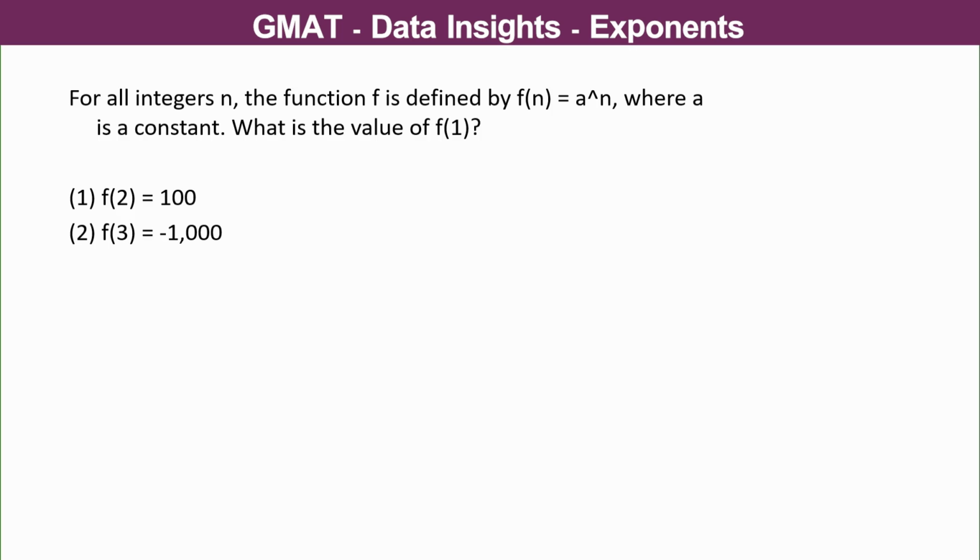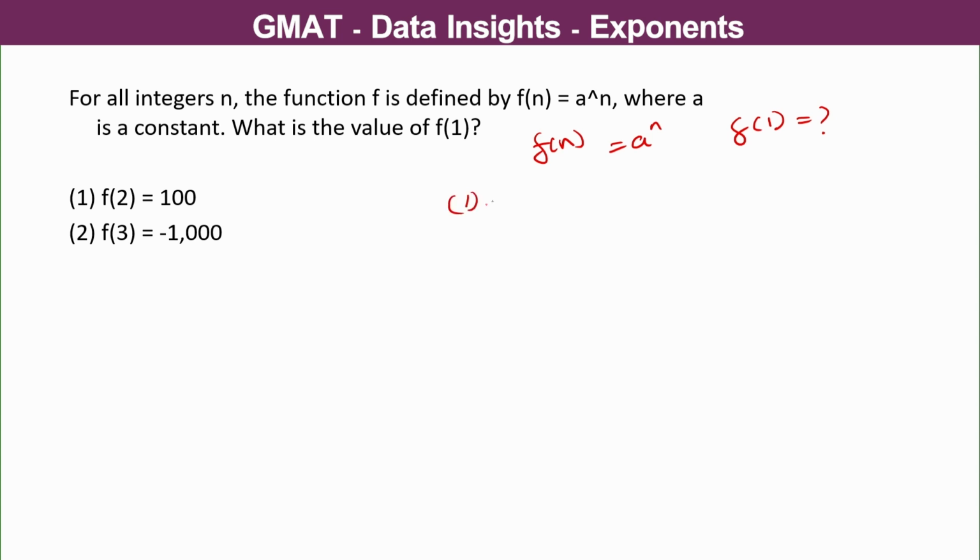Let's look at the next question now. For all integers n, the function f is defined by f(n) is equal to a to the power of n, where a is a constant. What is the value of f of 1? Okay, they are telling us that f of n is equal to a to the power of n, and we need to find what the value of f of 1 is.